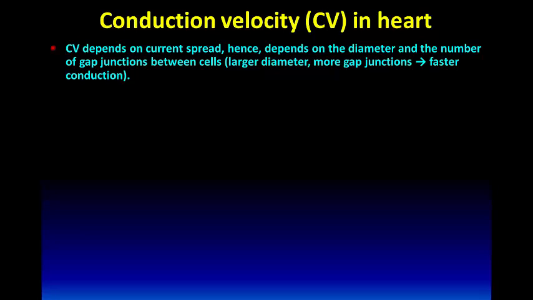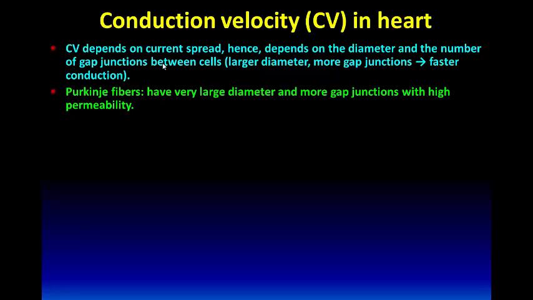The conduction velocity hence depends on the diameter and the number of the gap junctions in the intercalated discs between the cells. The larger the diameter, the less is the resistance, and the more the gap junctions, the faster is the conduction. Purkinje fibers have very large diameter and more gap junctions in the intercalated discs with high permeability, and thus they have the fastest conduction velocity in the heart.